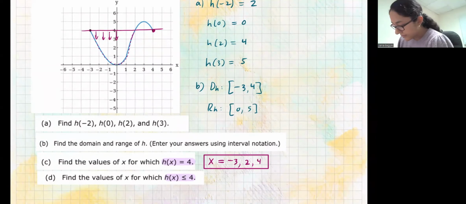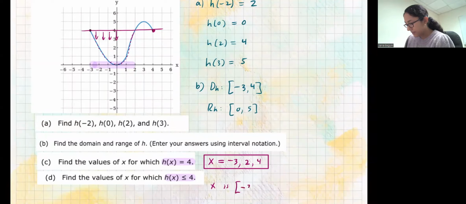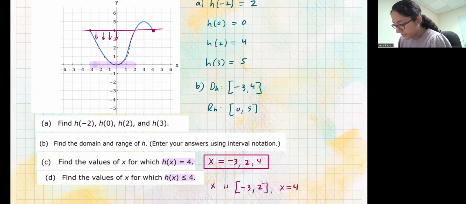So that's going to be an interval as your answer. It's going to be from -3 all the way to that point 2. So our h of x is less than or equal to 4 when x is in the interval -3 to 2, and when x is equal to exactly 4. So that's this one right here, because that's when we're also equal to 4. So h of x is less than or equal to 4 on this interval, and also at this point right here.